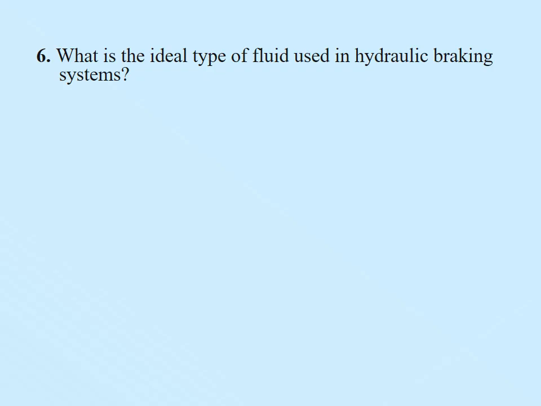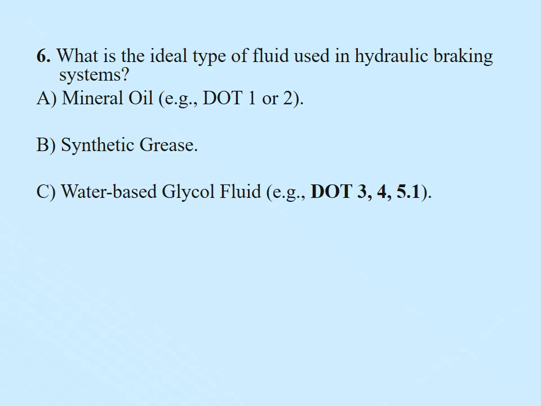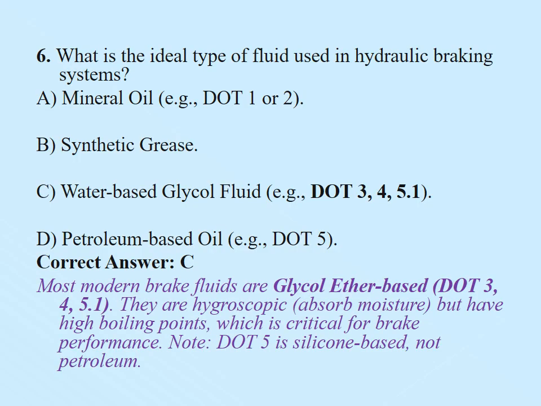Question number 6. What is the ideal type of fluid used in a hydraulic braking system? Option A. Mineral oil. B. Synthetic grease. C. Water-based glycol fluid. D. Petroleum-based oil. Correct answer is C. Water-based glycol fluid. Most modern brake fluids are glycol ether-based: DOT 3, 4 and 5.1. They are hygroscopic, absorbing moisture, but have high boiling points, which is critical for brake performance. Note DOT 5 is silicone-based, not petroleum.